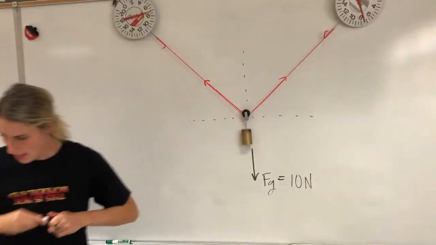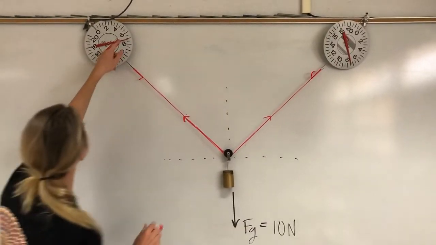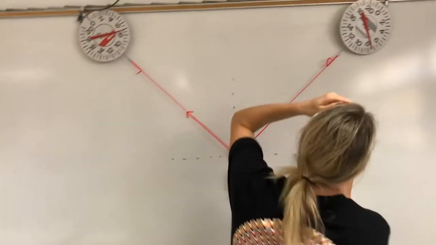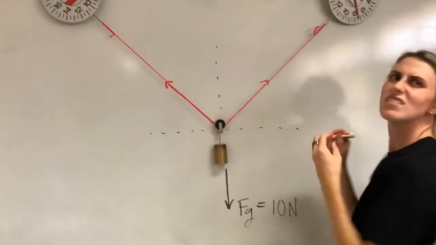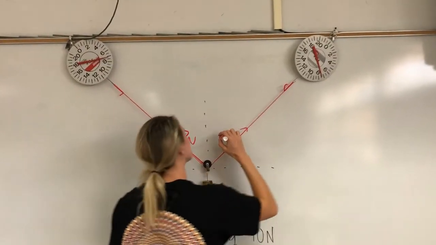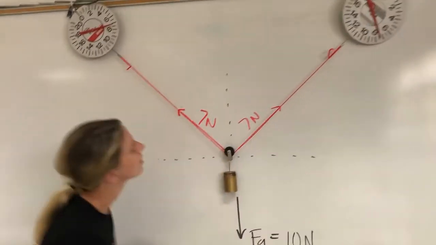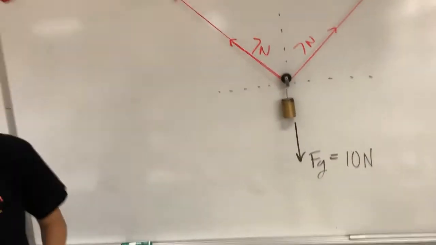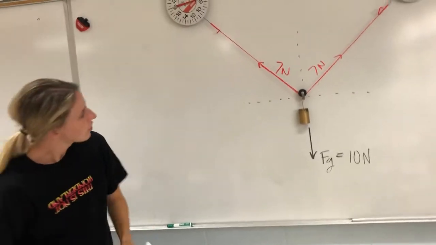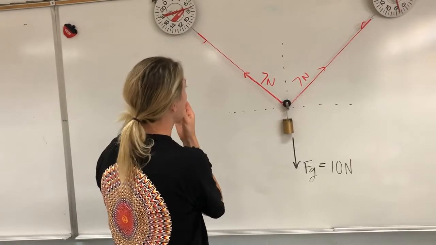Okay, so do we know what the forces are here? Let's call them 7. Yeah. There's friction inside those scales, so it's imperfect. 7 newtons and 7 newtons.